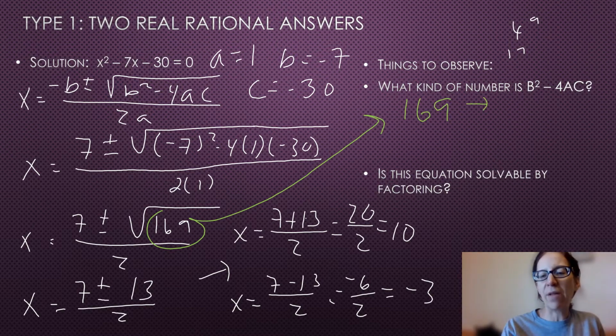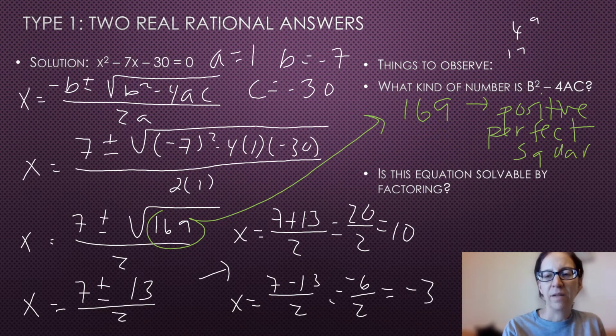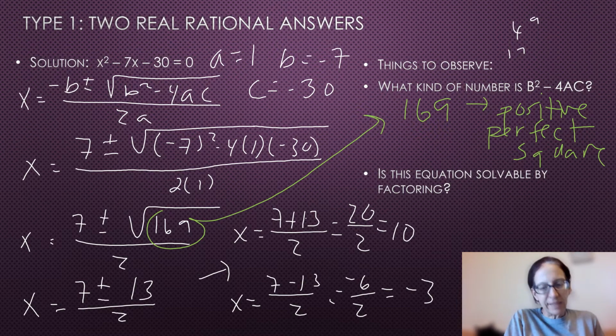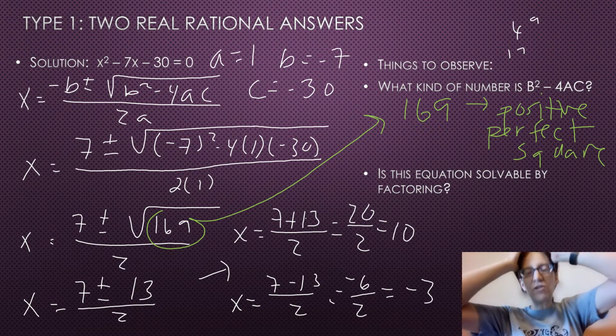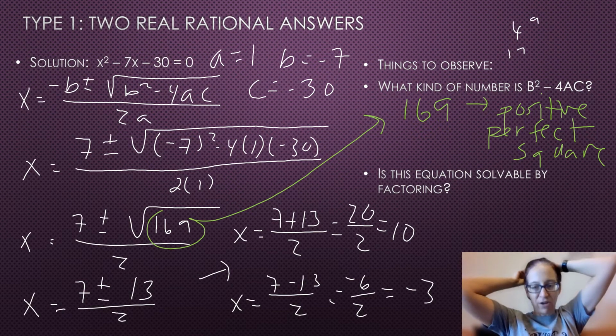And what I want you to note about that is that, one, it is positive, and it is also a perfect square. You might have put other things down on your list, but those are the things that you do want to note, that it's positive and it's a perfect square. What makes that important is that when you take the square root of 169, you get a rational number out. Basically the square root goes away, so your final answer does not have a square root in it.